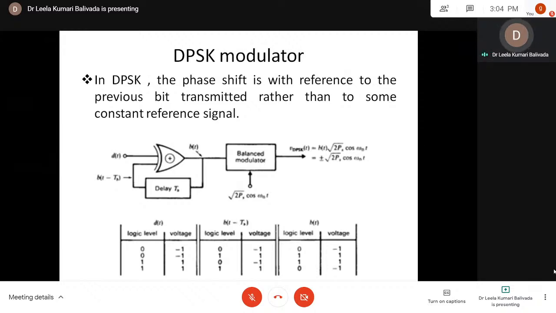Now let us see how to generate the DPSK signal using the DPSK modulator. The DPSK modulator comprises an exclusive OR gate, a delay element and a balanced modulator. This balanced modulator acts as a phase reversing switch, which is a PSK modulator. So the DPSK transmitter contains a differential encoder followed by a PSK modulator. The combination of the exclusive OR gate and delay element is the differential encoder.